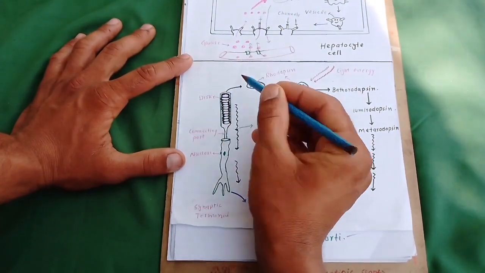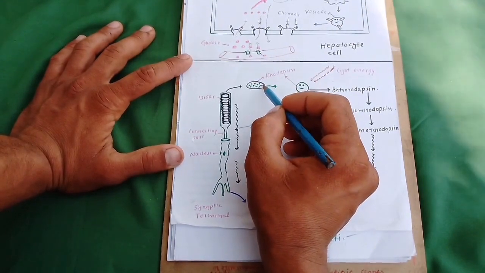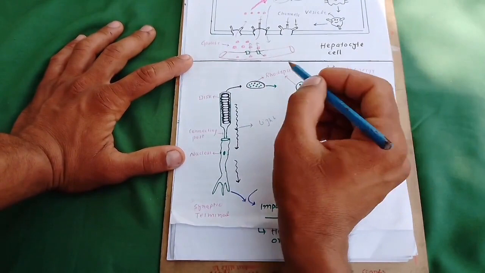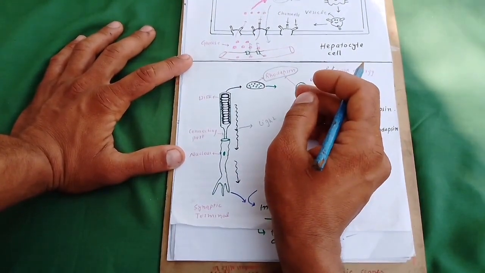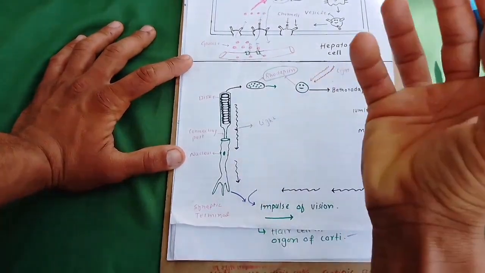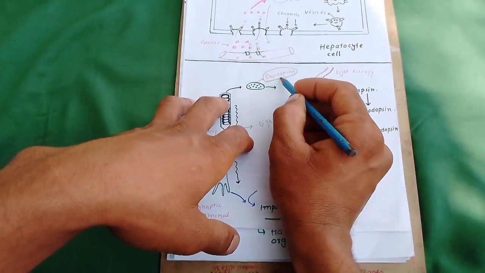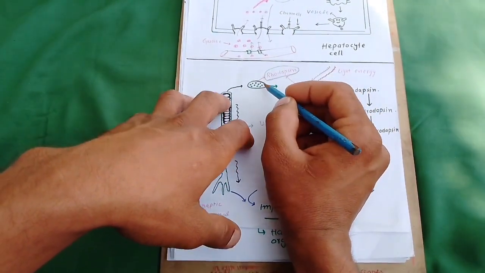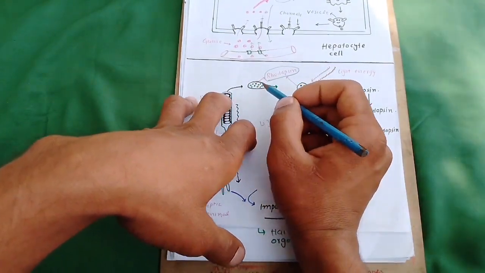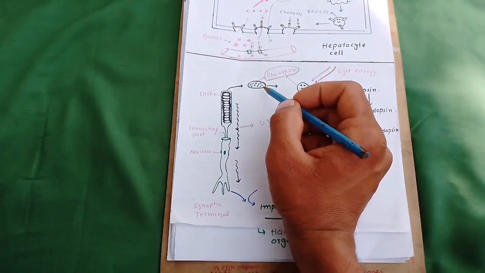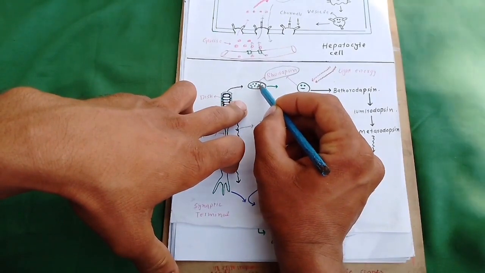I remove one disk. This is the disk. The rod cell consists of many thousands of molecules which are called rhodopsin. This is the actual receptor. Rhodopsin, iodopsin, and cytopsin are all receptor molecules. This is a conjugated protein molecule which is present in the disk. Thousands of rhodopsin molecules are present in a single disk.